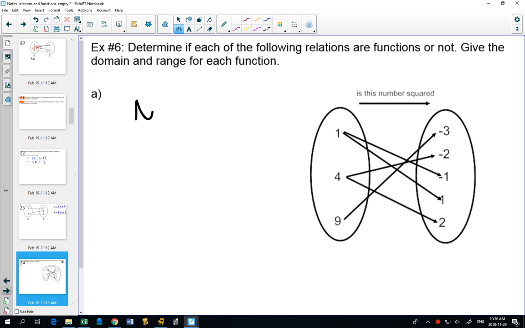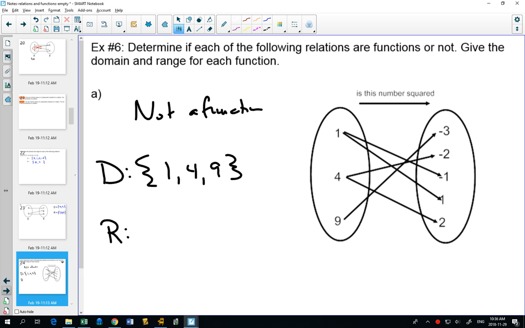This one is not a function. Because the x value of 1 has 2 different y values. The x value of 4 has 2 different y values. And the x value of 9 only has 1 y value. So the 9 is okay, but it's not a function as soon as there's an x value that has 2 different y values. But we can still say the domain of this relation is 1, 4, and 9. And the range of this relation is -3, -2, -1, 1, and 2.